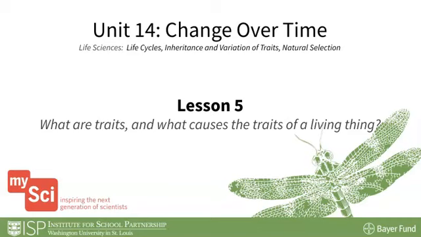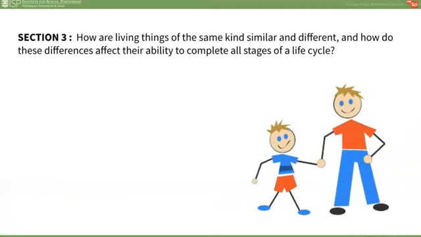Students figure out that traits are what an organism is like or how they behave. Organisms can inherit traits from parents or have traits that develop because of the environment. Organisms look different either because of inherited traits or environmental traits. This lesson is approximately 2 days.